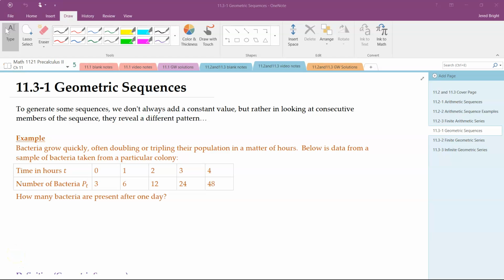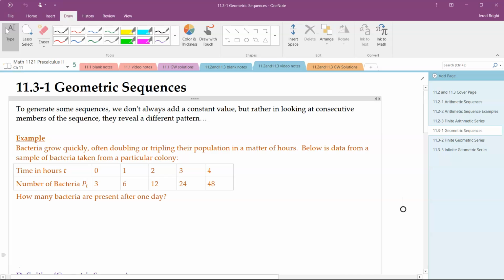Previously, we were looking at arithmetic sequences and series, and in those series and sequences, we were always adding a constant value between successive terms. Well, sometimes you don't add all the time, right? You might multiply, and in the case of multiplying between successive terms by the same number, we get a geometric sequence.